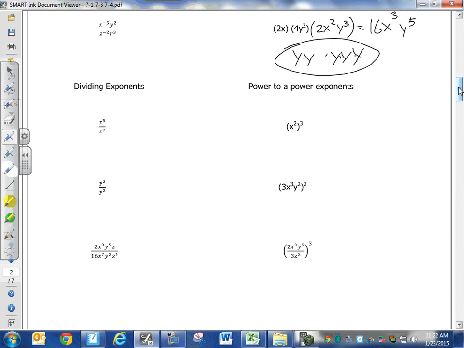Let's go up. Power to a power. Distribute the power on the outside, multiply exponents. Distribute the power to everything, multiply the exponents.